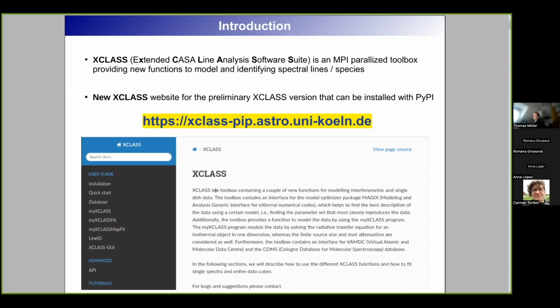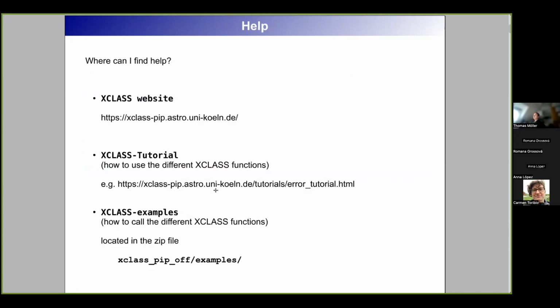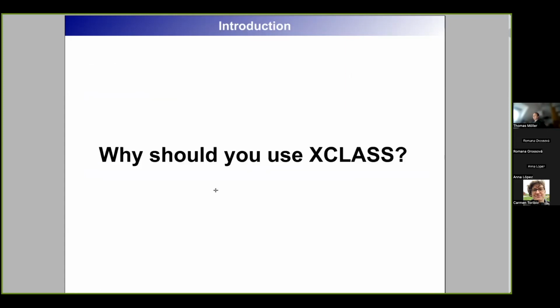So, first of all, where can you find help on the new XCLASS website. You can find the tutorials. When you download the zip file from XCLASS, the zip file contains a subdirectory called examples, where you can find example calls of the different XCLASS functions. We can see how to use the different functions and find more details described. So first of all, the question is, why should you use XCLASS?